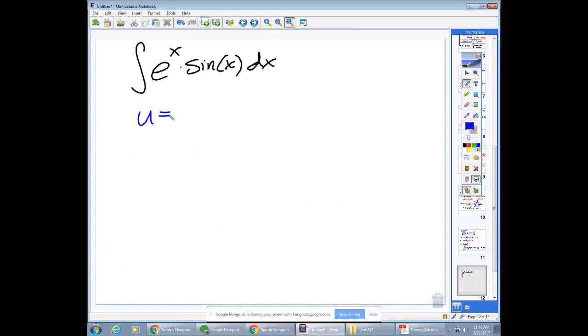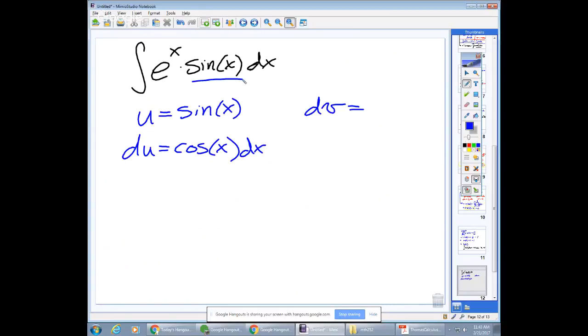Stanton says, let's let u equal the sine of x. I'm always up for a good exploration. And so then du will be the cosine of x dx. V, or dv, excuse me, is going to be what I didn't pick, which is e to the x dx. So between the u and the dv, you have to account for everything in your integral. V is just e to the x.